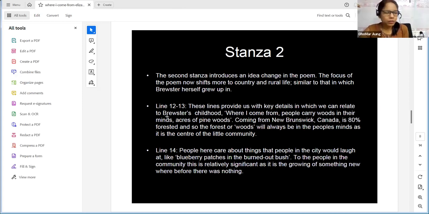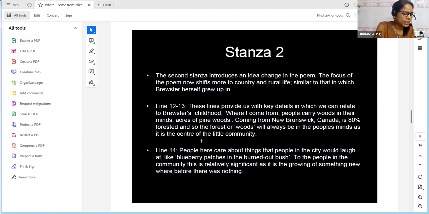So here, going to lines 12 and 13, the key details of Brewster's childhood. People carry words in their minds. Acres of fine woods. It means that Canada is really forested, a lot of forest. 80% is forest. And woods means forest. So people's minds are quite related to the woods. Their community is related to the woods. That is the main thing. And line 14.